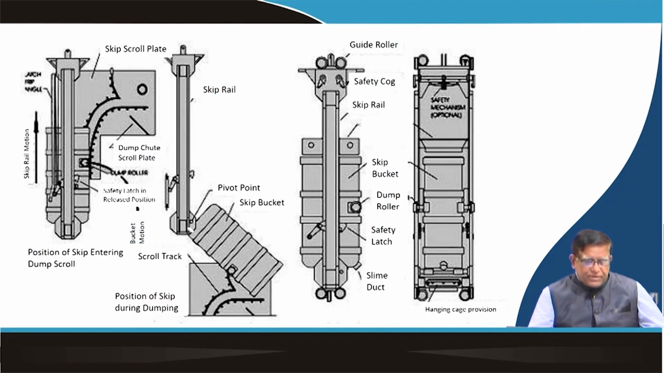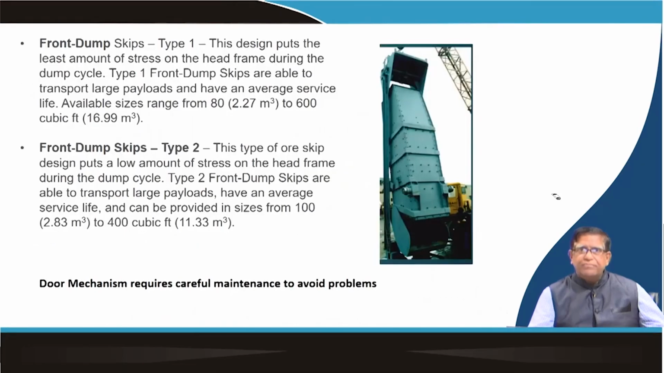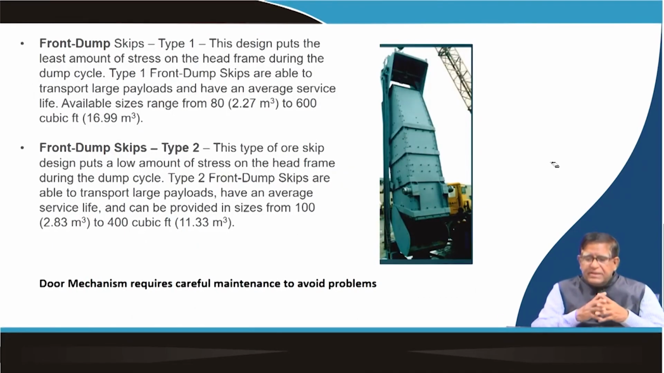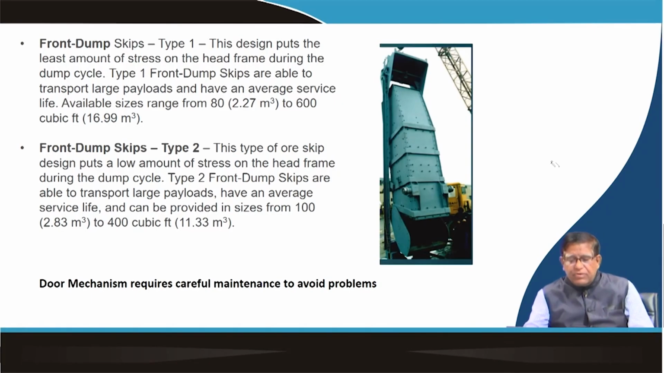Now, the skip, with the help of this pivot safety latch, gets detached at this point and comes over here. When it is lowered down, it again becomes vertical, goes down into the mine, and then again the material will be loaded from the top. So, this is how an overturning type of skip works. Now, you can see there is another type of skip, that is the front dump.